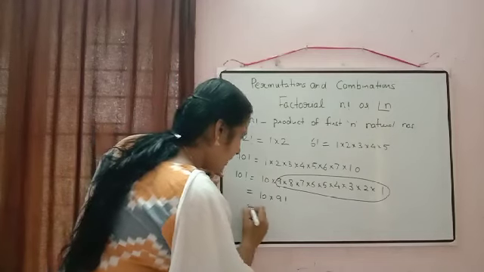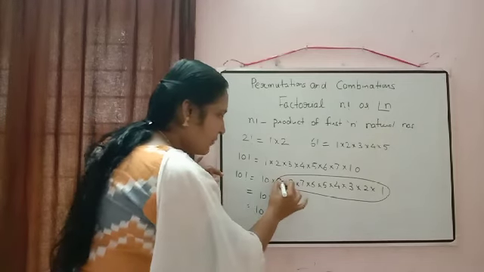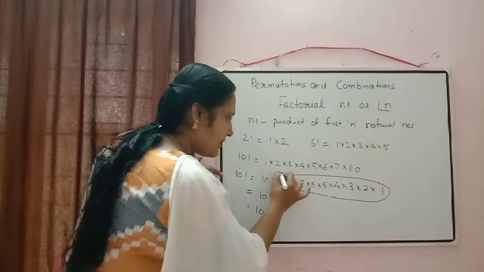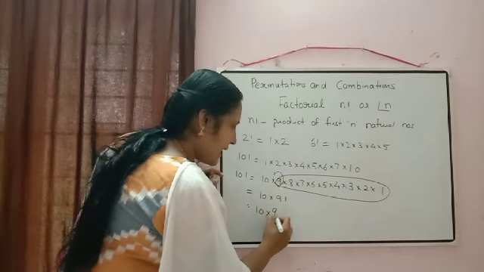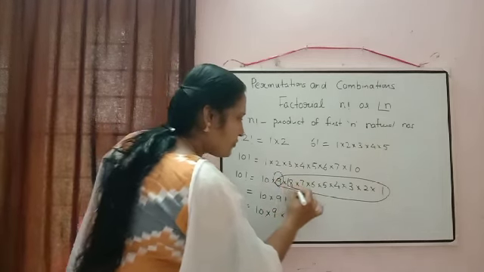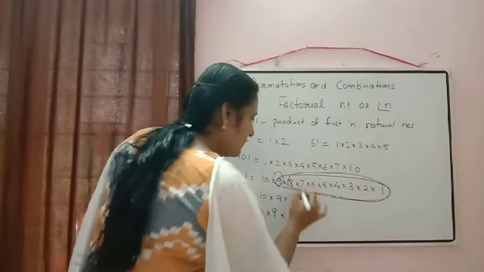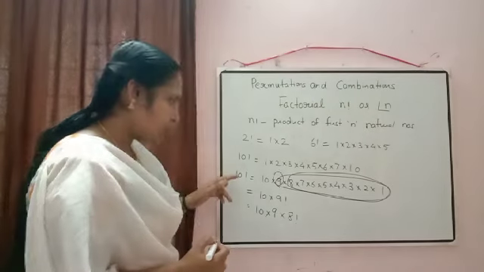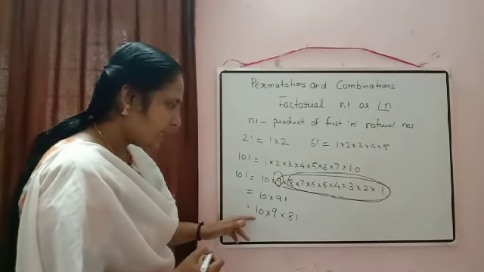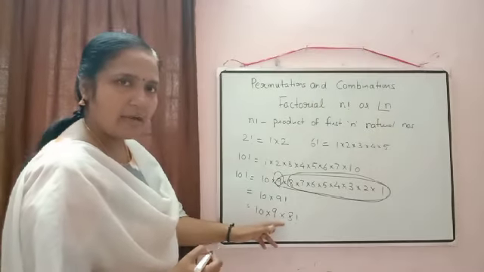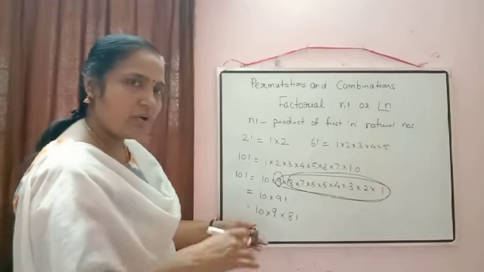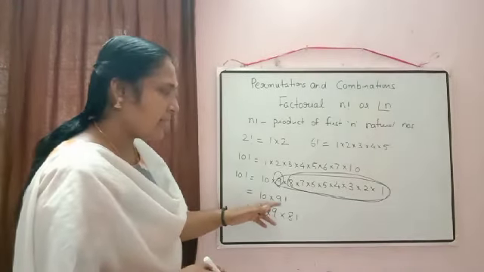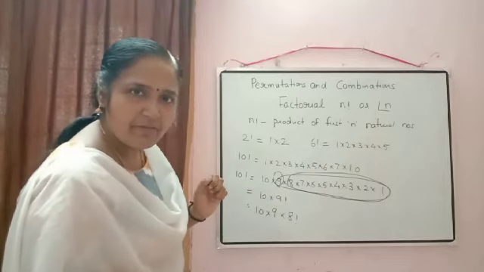In the same way, if I avoid this one, 9 factorial means 9 into 8 into 7 and so on. If I write this 9 as a product, then what will be the remaining one? The remaining one will be equal to 8 factorial. So 10 factorial can be written as 10 into 9 into 8 factorial. Again, if you want, you can reduce it. Then it will be equal to 10 into 9 into 8 into 7 factorial.